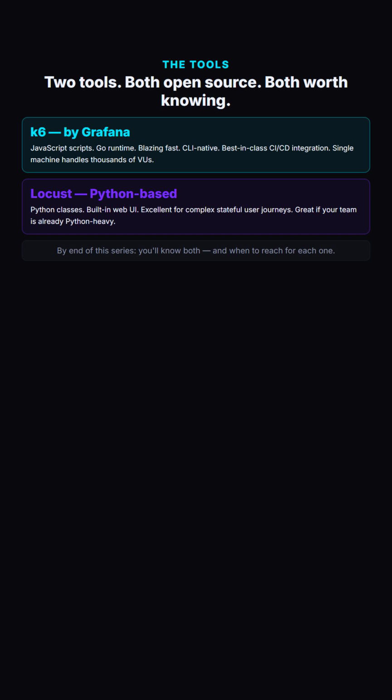The second tool is Locust, a Python-based load testing framework. Where K6 defines user behavior as a JavaScript function, Locust defines it as a Python class. This makes Locust extremely flexible for simulating complex, stateful user journeys. Think multi-step workflows where each step depends on the result of the previous one. Locust also has a built-in web UI that lets you run tests interactively, which is great for exploratory testing. We will cover both tools in depth, and by the end of this series you will know which one to reach for depending on what you are trying to test.